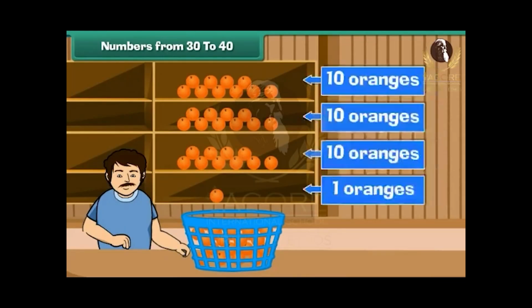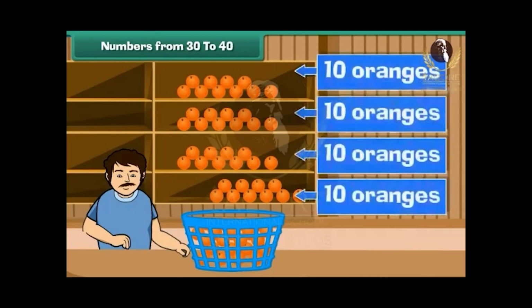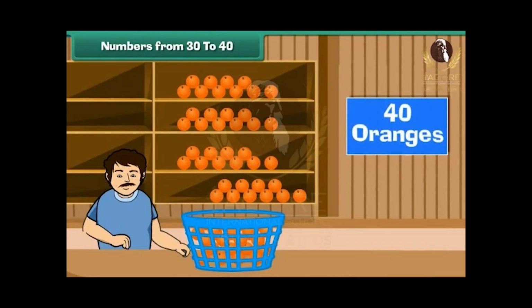shelf. Now we have 3 tens and a 1, which makes 31 oranges. Keep adding 1 orange at a time to the 4th shelf. 32, 33, 34, 35, 36, 37, 38, 39. And the last orange? Now there are 4 groups of tens, which make 40.